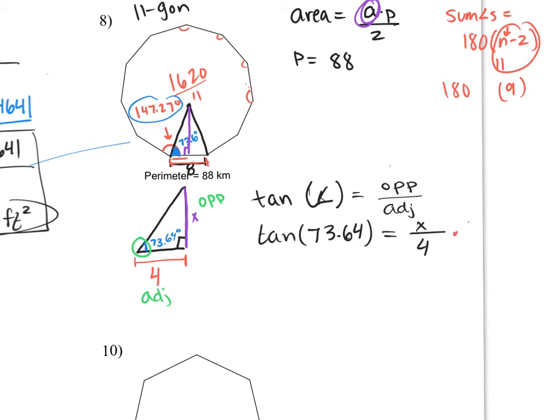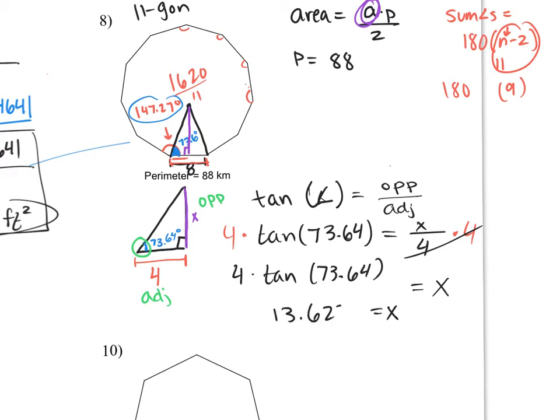To get that x by itself, I'll multiply both sides by 4. And I get that x equals 4 times the tangent of 73.64. I'll type that into my calculator exactly as written, and I get that x is somewhere close to 13.6227. Okay, so you guys, we just found the apothem. This is the apothem, what we just found, the x.